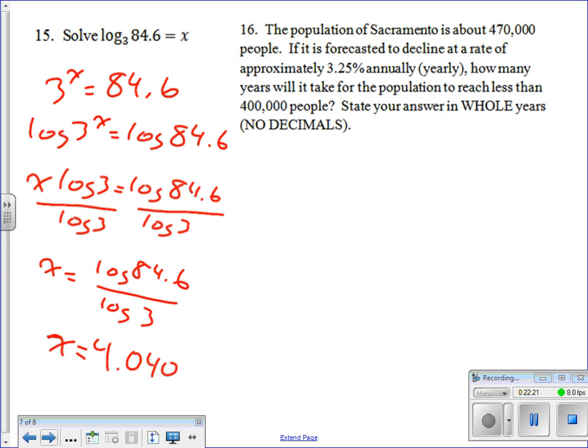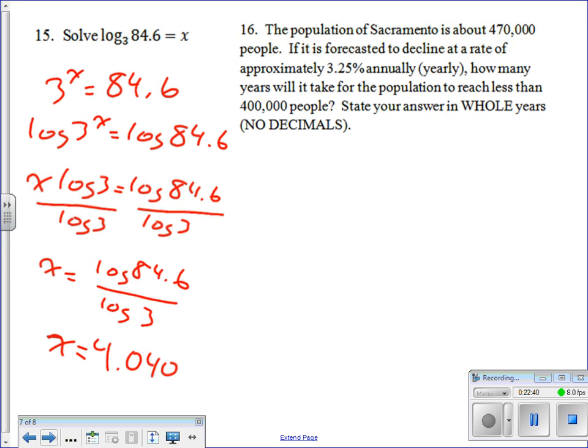Number 16, the population of Sacramento is about 470,000 people. If it is forecasted to decline at a rate of approximately 3.25% annually, how many years will it take for the population to reach less than 400,000 people? State your answer in whole years, no decimals.